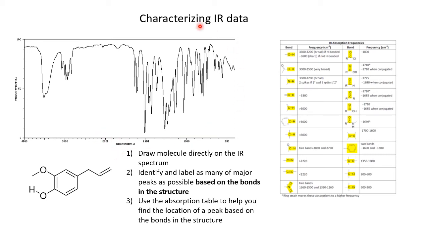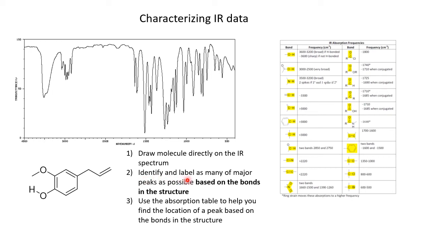So I've shown here an IR spectrum for this molecule here, and this is eugenol from clove oil. We're actually going to be isolating this from cloves a little bit later. But first, on your IR spectrum, you're actually going to draw the molecule. And you can draw it wherever there's space. Some people draw it here, some people draw it up here if there's space. Wherever you can put it, you always want to have the molecule directly drawn on the IR spectrum.